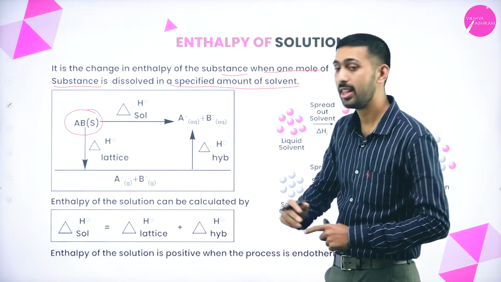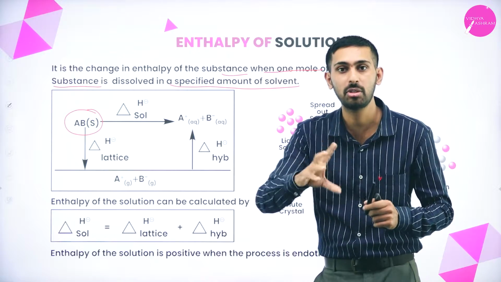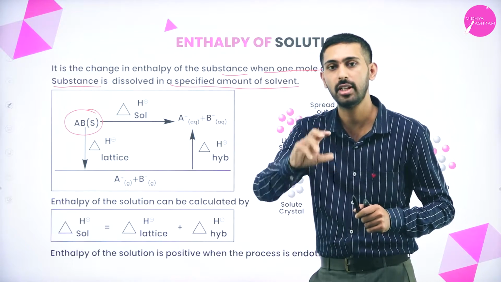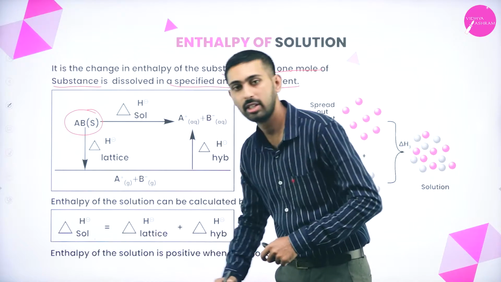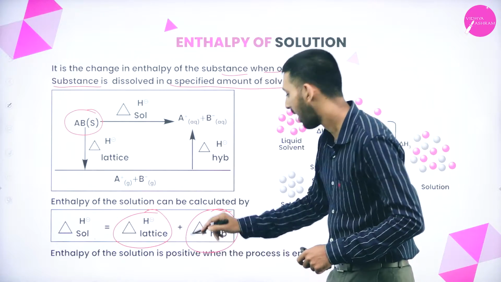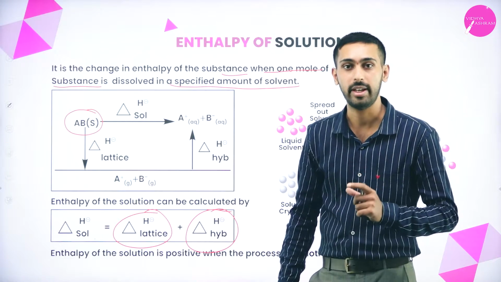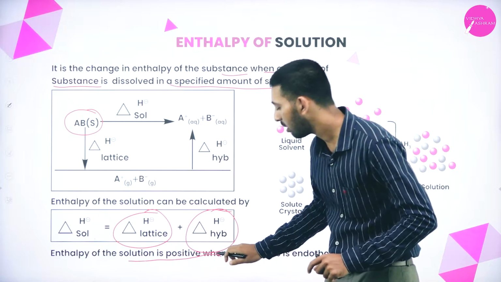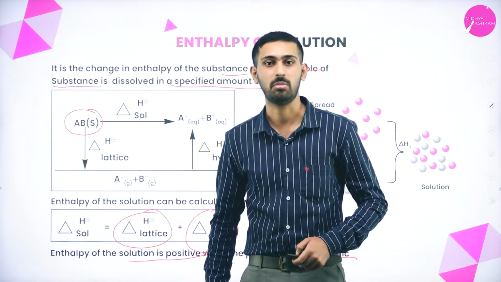Next thing is enthalpy of the solution. How will you calculate it? In a solution, we should know that it will always be in the liquid state. Enthalpy of the solution can be calculated by enthalpy of lattice plus enthalpy of hydration. Next, when will the enthalpy of the solution be positive? It is positive only when the process is endothermic.